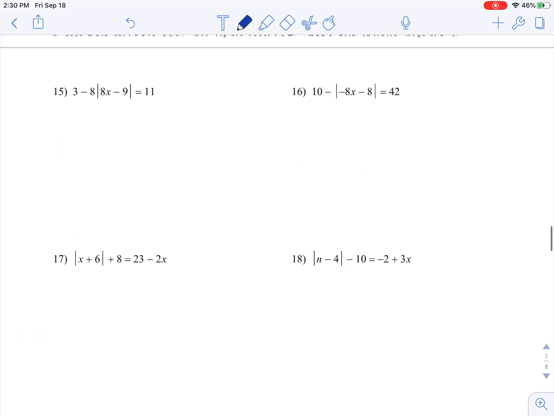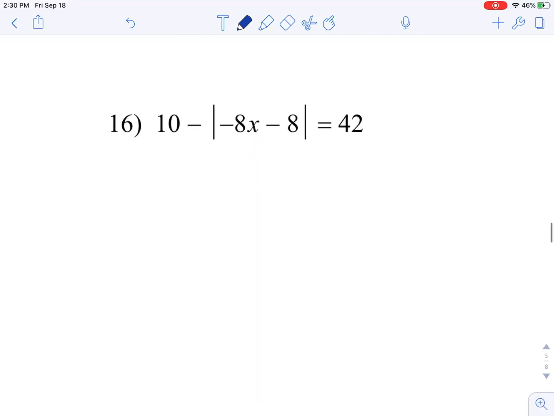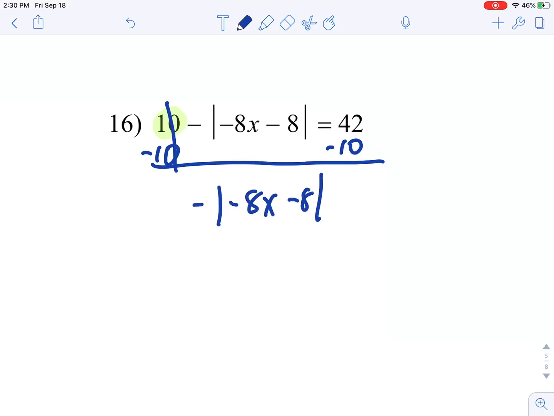Yes, we are. Number 10. So what do we do? Well, we got this 10 over here. It's not in the absolute value bars, so I have to subtract it over to the other side. Negative absolute value of negative 8x minus 8 equals 32. This negative sign is not in the bars, and what do we do with that? Well, one thing you cannot do is distribute it in. That's not a thing you want to do.